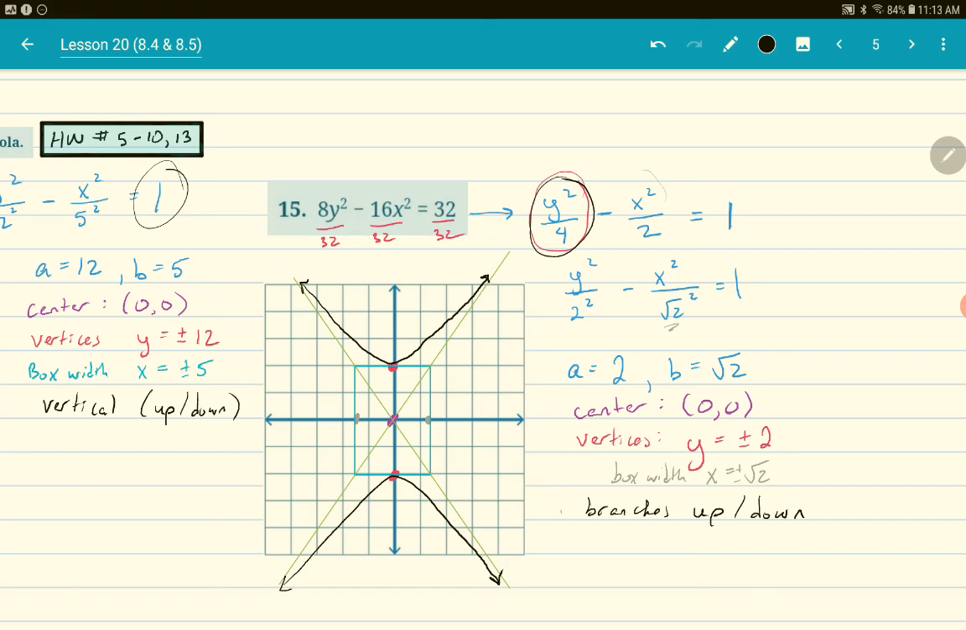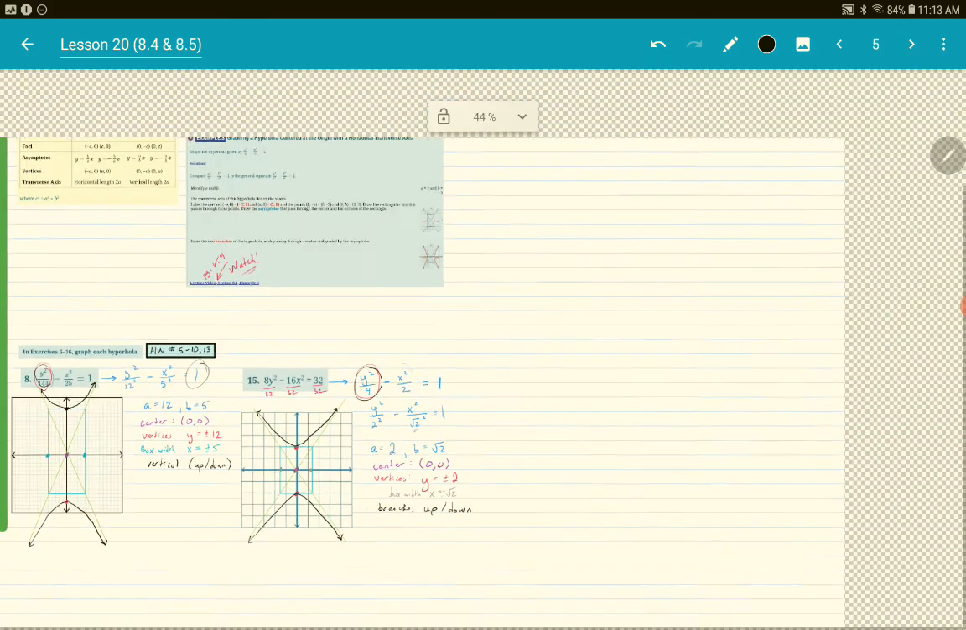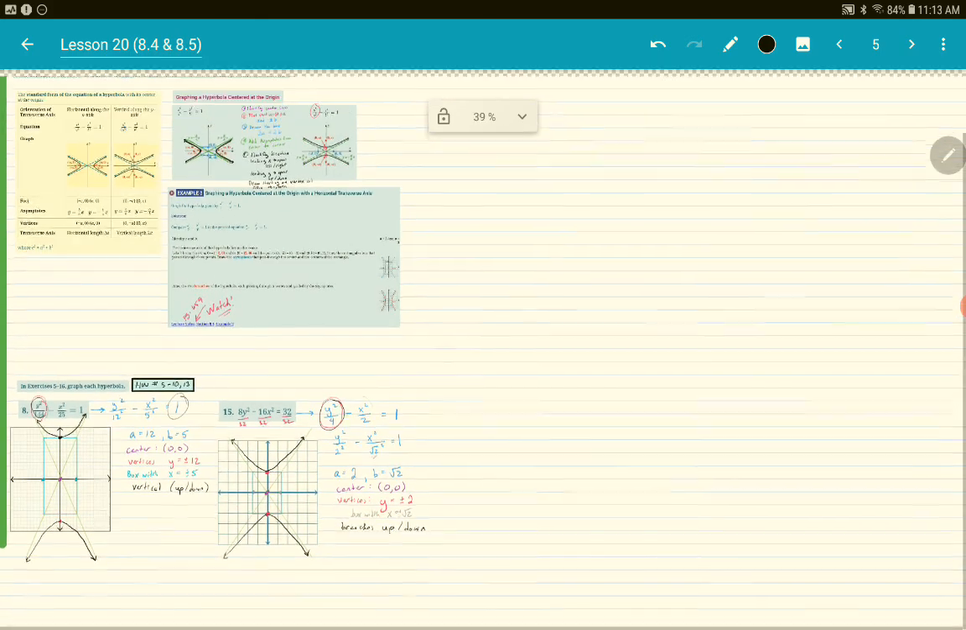So you can see this shape is more V-like than a parabola, but still not pointy like a V. It's still curvy at the top, at the vertices. All right, so that wraps up graphing our hyperbolas that are centered at the origin.